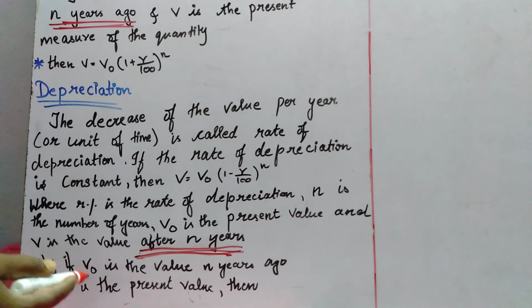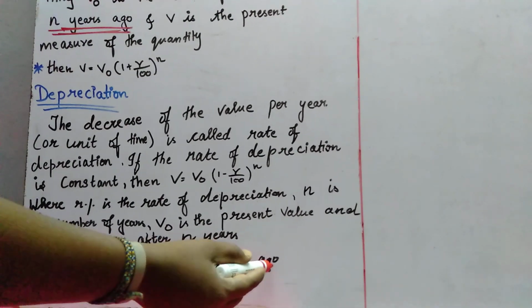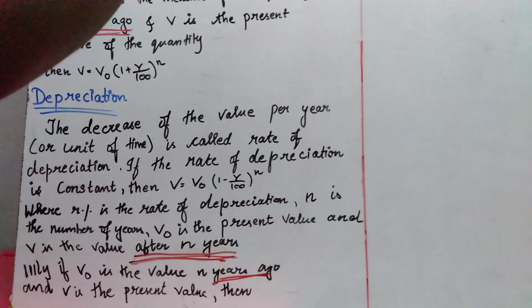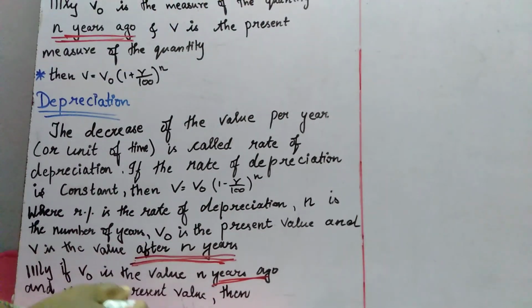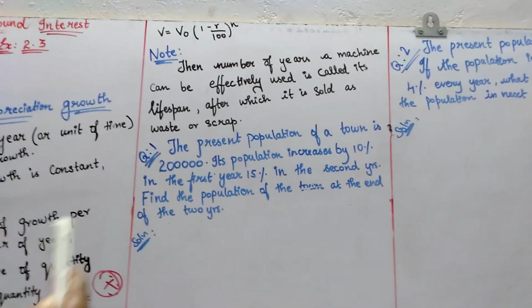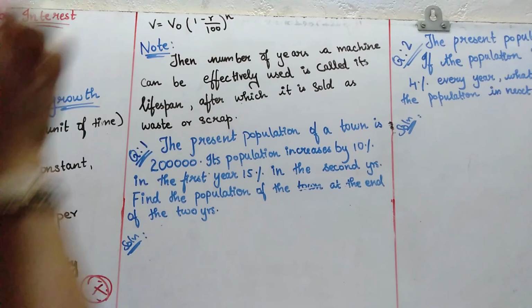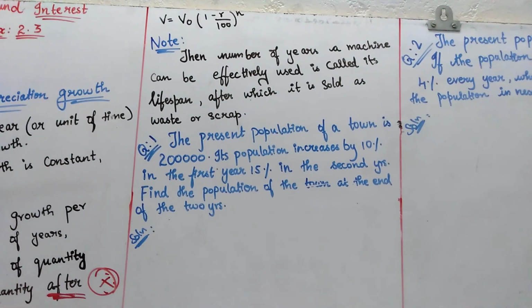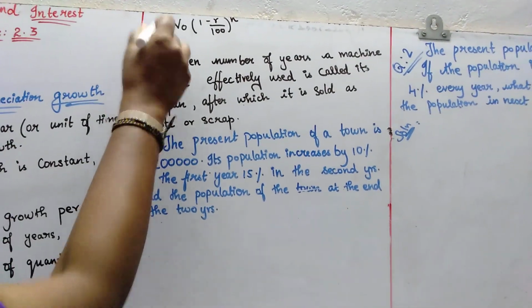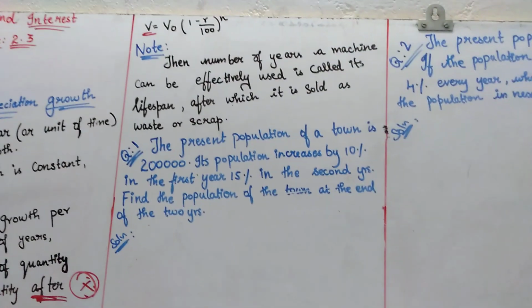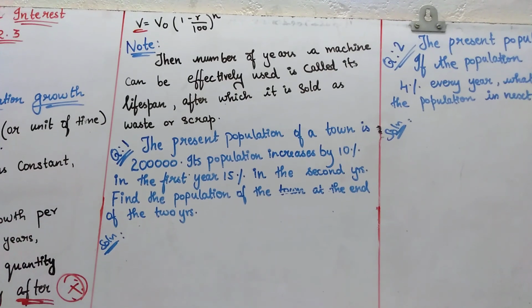Then similarly, if V naught is the value n years ago, and V is the present value, then V equals V naught into (1 minus R by 100) the whole power n, right? Here n years ago means V will be the present value, we know very well. After n years means V naught will be the present value. This is clearly said in the introduction part.